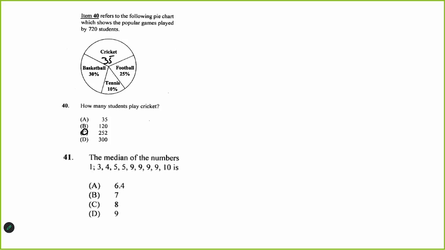Median here, they never gave these values. So last, second to last, third to last, fourth to last. 5 plus 9 is 14. 14 divided by 2 is 7. So the answer is B.